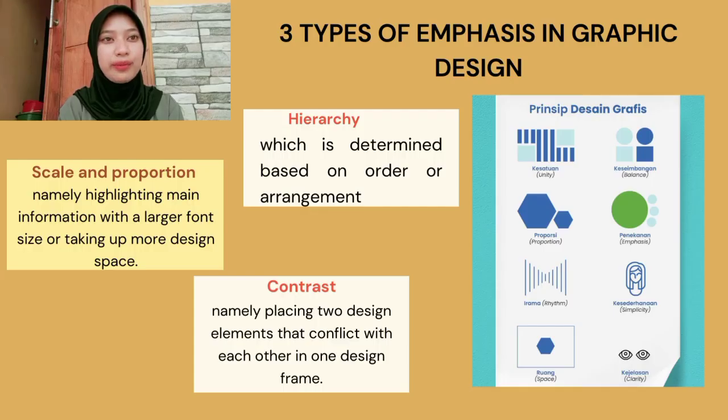There are 3 types of emphasis in graphic design, namely, the first, hierarchy, which is determined based on order or arrangement. The second, scale and proportion, namely highlighting main information with a large font size or taking up more design space. The third, contrast, namely placing 2 design elements that conflict with each other in one design frame.